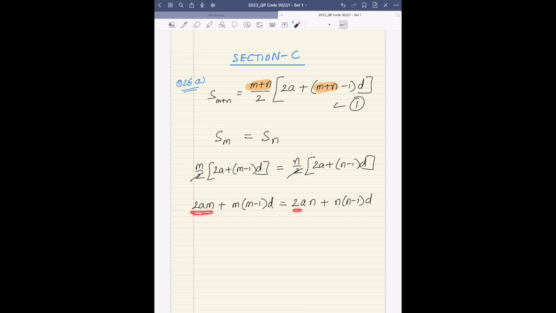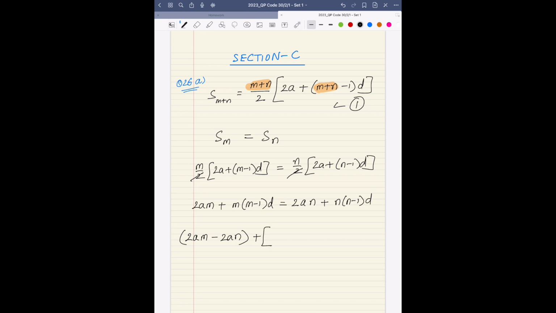So this is your a terms, right, and this is your d terms. So first of all, let's make them on one side and let's see what we get. And remember, we need m plus n, right? So I am going to transfer this on the left hand side because I'm used to solving on the left hand side. So 2a m minus 2a n. Okay, and I'm going to put this in a bracket so that it's more visible.